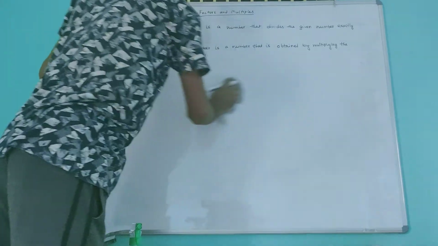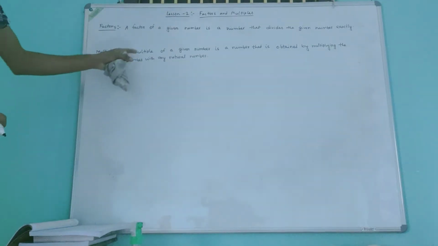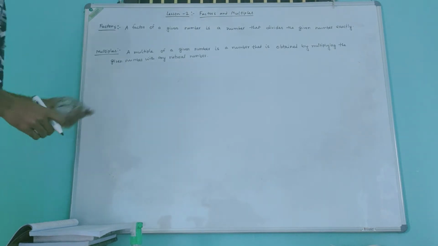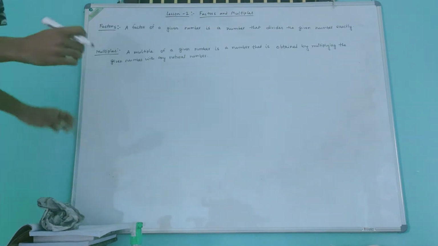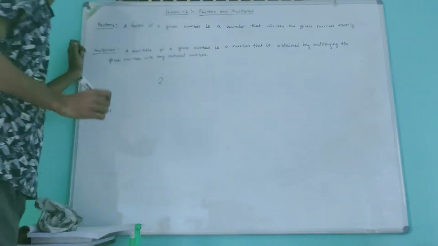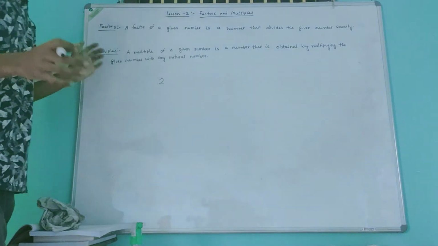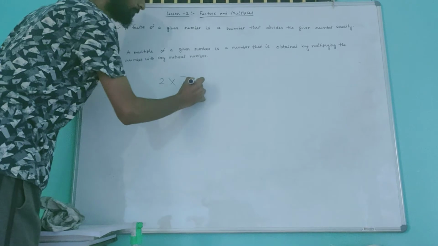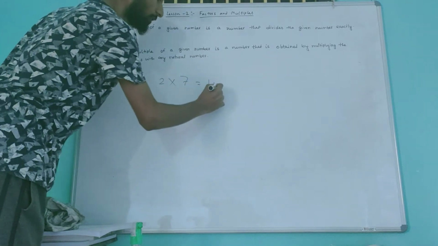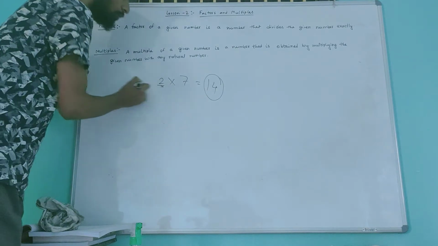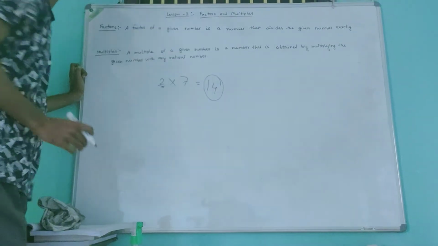Now we will see the multiples. A multiple of a given number is a number that is obtained by multiplying the given number with any natural number. Suppose there is 2, and we have to find a multiple of 2. We can multiply with any number like 7. What will we get? 14. This 14 will be called a multiple of 2.